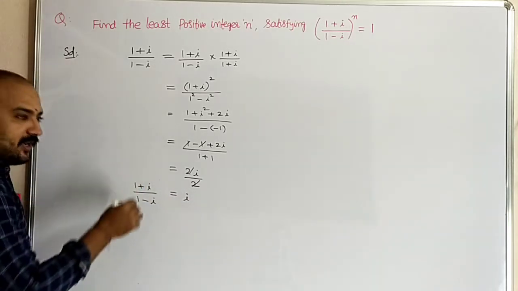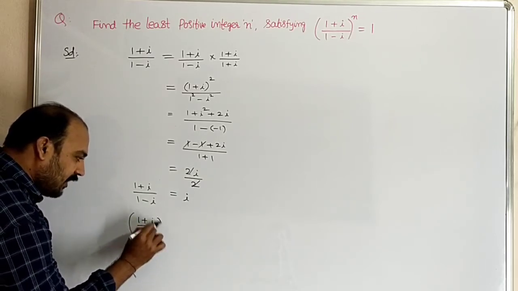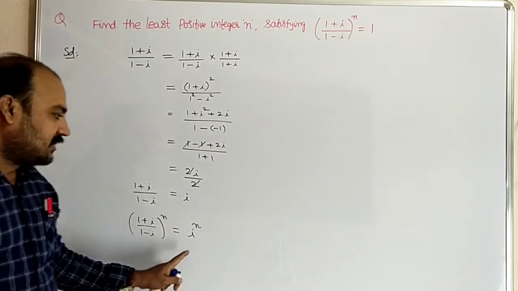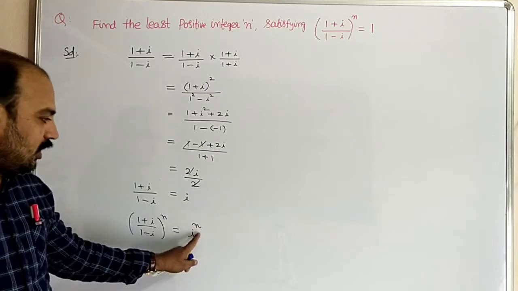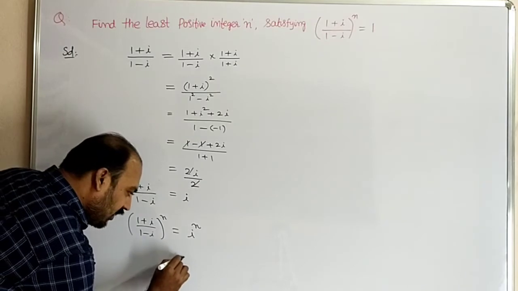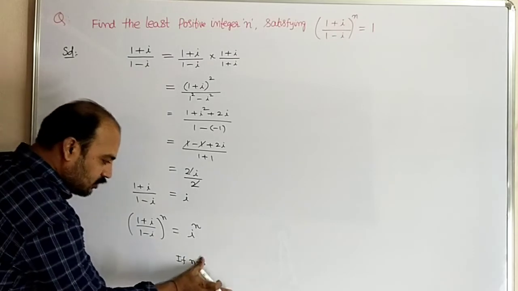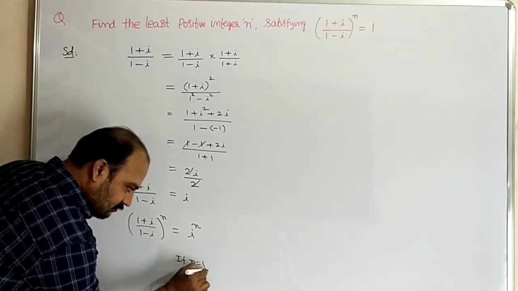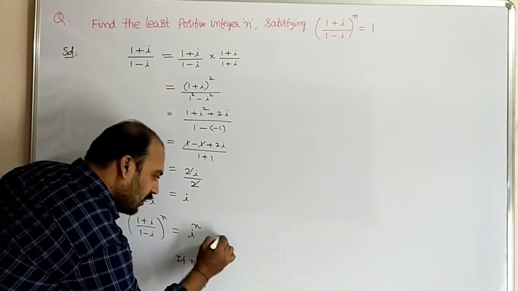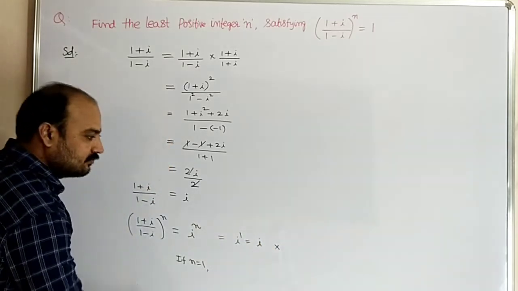Now taking whole power n on both sides, ((1 + i)/(1 - i))^n is equal to i^n. Now we will check the values of n, for what value of n it should be equal to 1. If n is equal to 0, that is not a positive integer, they said no. So n is equal to 1, you take first. That means this value will become i power 1, which is equal to i. It is not our required value.